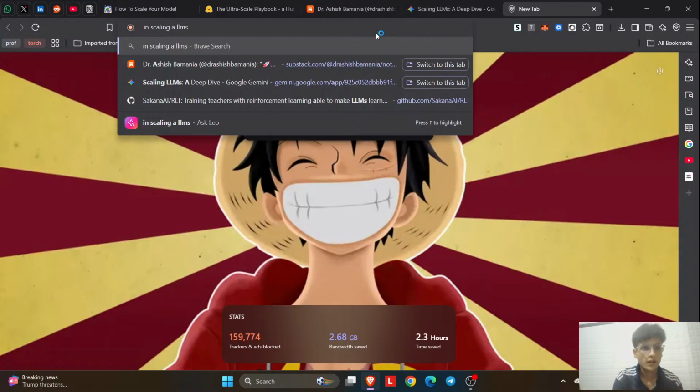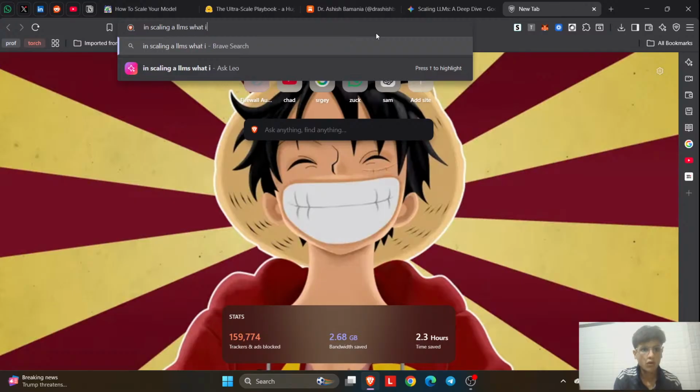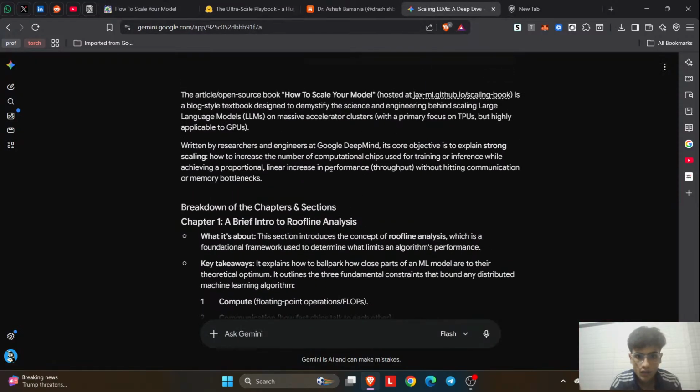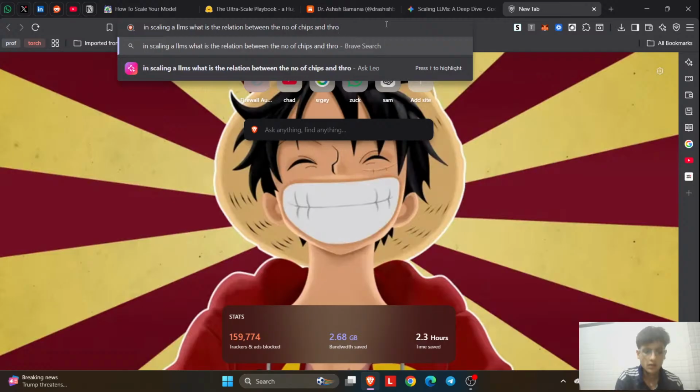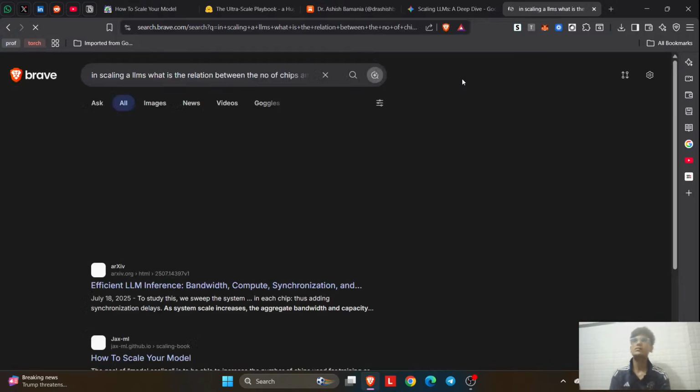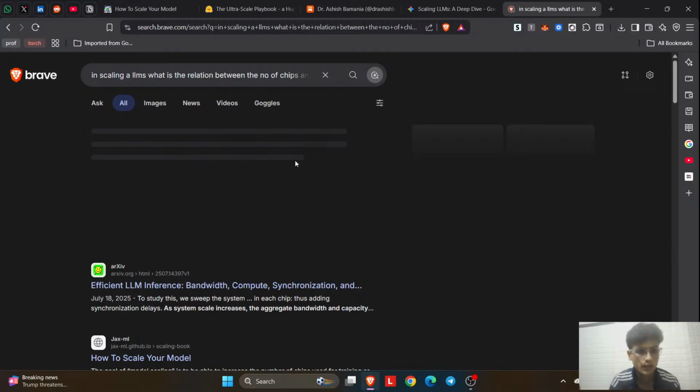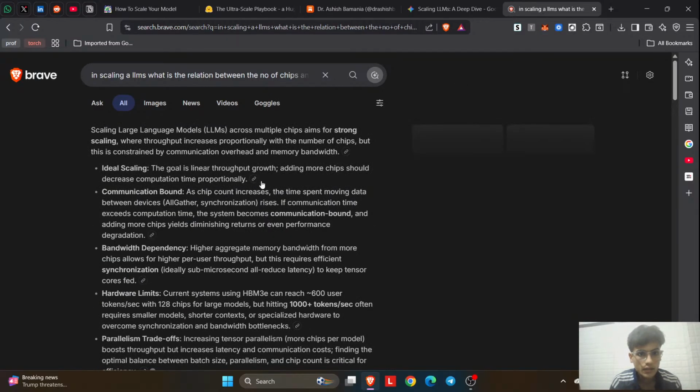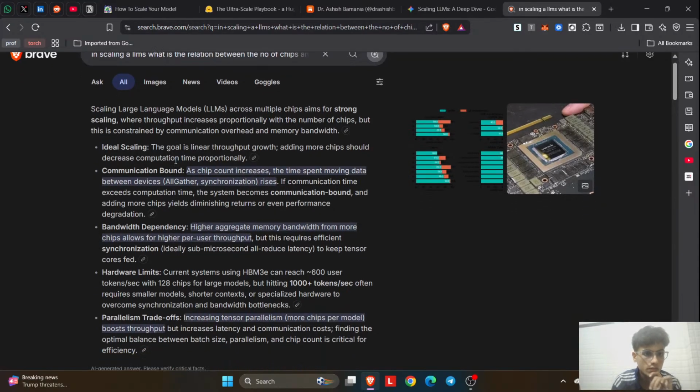So okay, yeah. In scaling an LLM, what is the not proportional, what is it called? Relationship between the number of computational chips and performance, throughput. So throughput is, I suppose, a clear definition here. Let's see what it is. Scaling LLMs across multiple chips aims for strong scaling. The throughput increase.